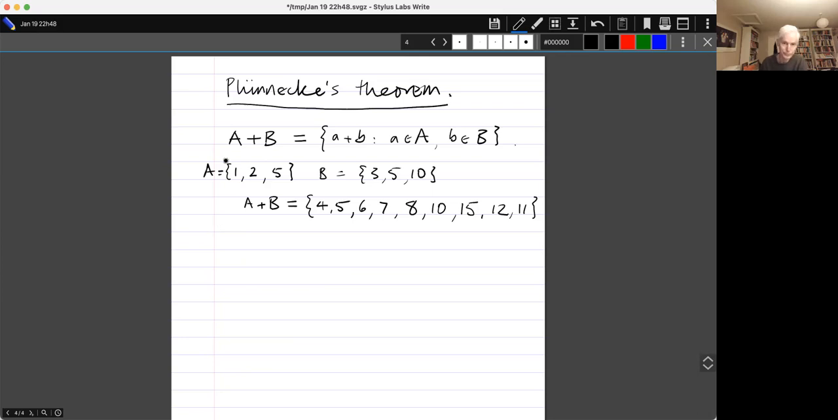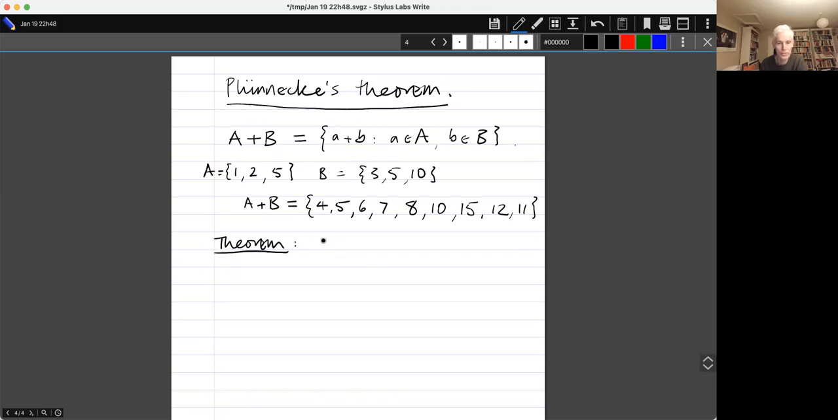Now Plünnecke's theorem concerns the following question, or I will give one statement of it, but later on what we'll actually prove is slightly more general than what I'm going to state. So here is a nice theorem.